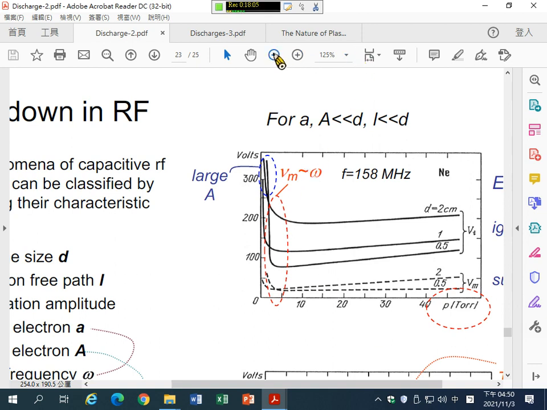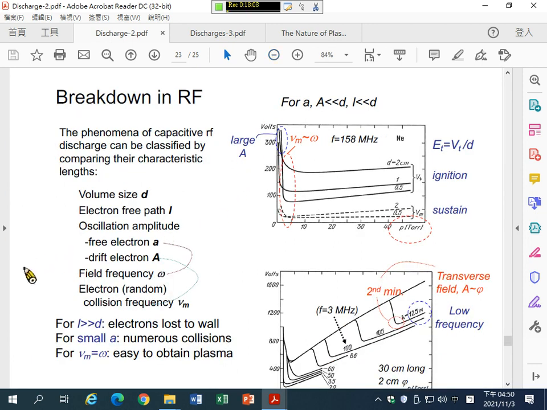There are several parameters which influence the discharge behavior. On the left side here, we can see the size of your plasma system, the electron mean free path, and the electron oscillation amplitude. They all influence the discharge behavior. And the electron mean free path is influenced by the gas pressure.